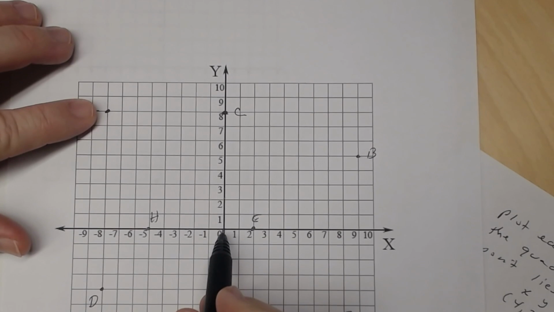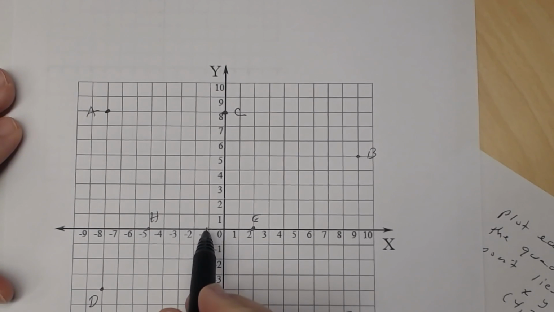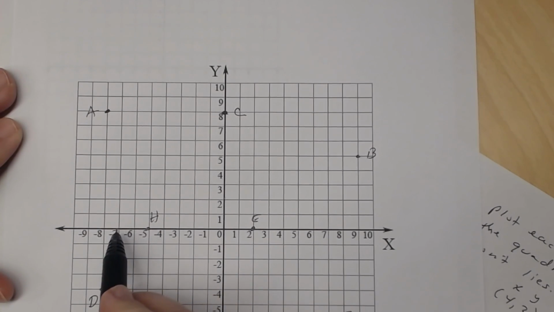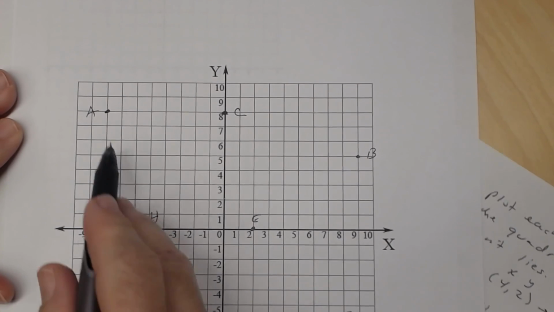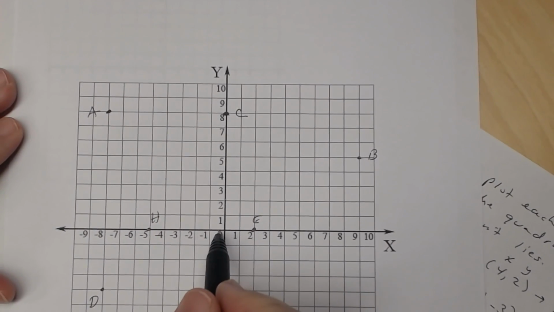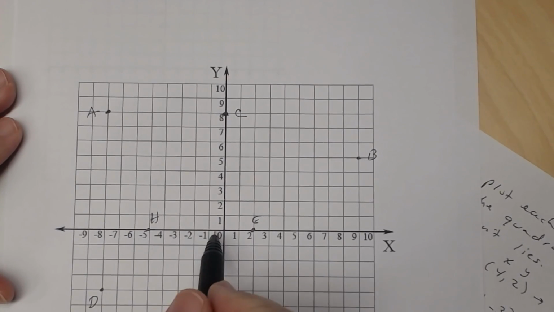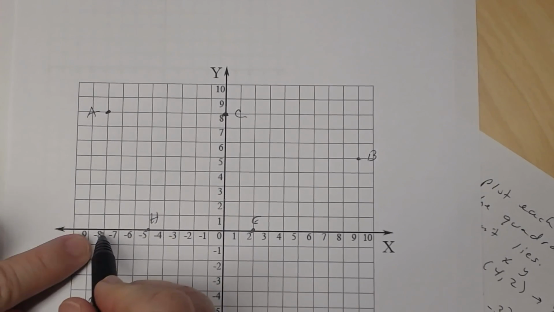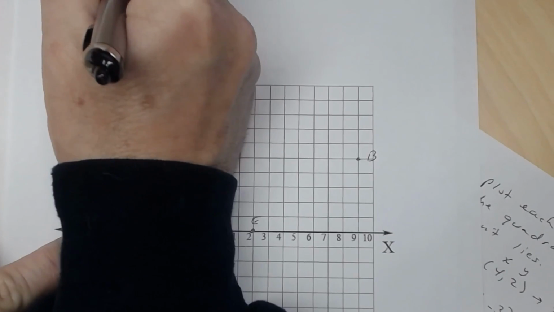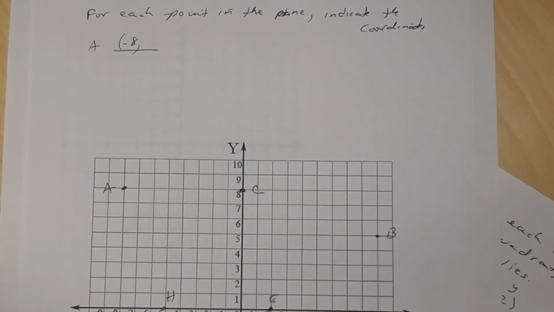To get to this point, I'm going to move to the left. Notice I'm moving to the left until I get right under it. So this is where it's located. You move to the left until you get right on it. I'll move to the left 8 units. So that's the x coordinate. The x coordinate is -8.